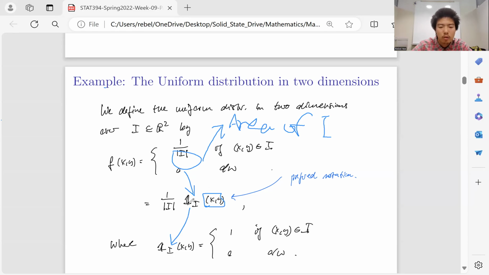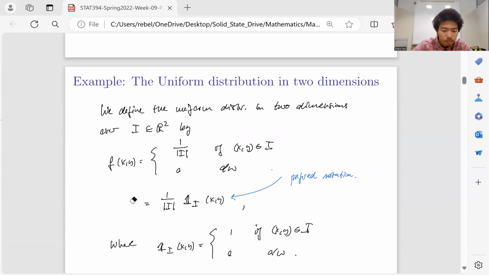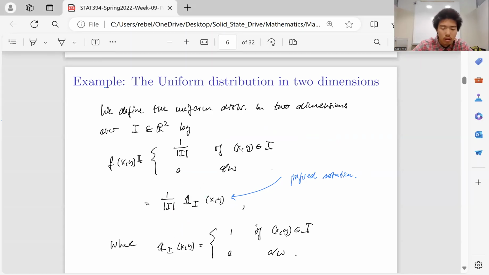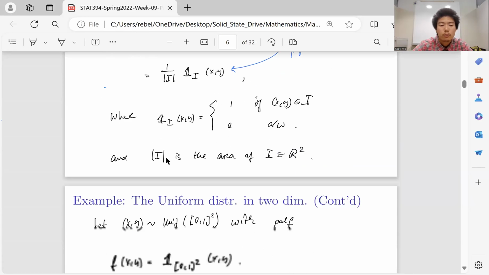So every time we see a 1 with some area or some values, and this is a condition, like if the function satisfies this condition, then it's 1. If not satisfied, then it's 0. So this is what the expression means here. Okay. So this is our definition of the uniform distribution.